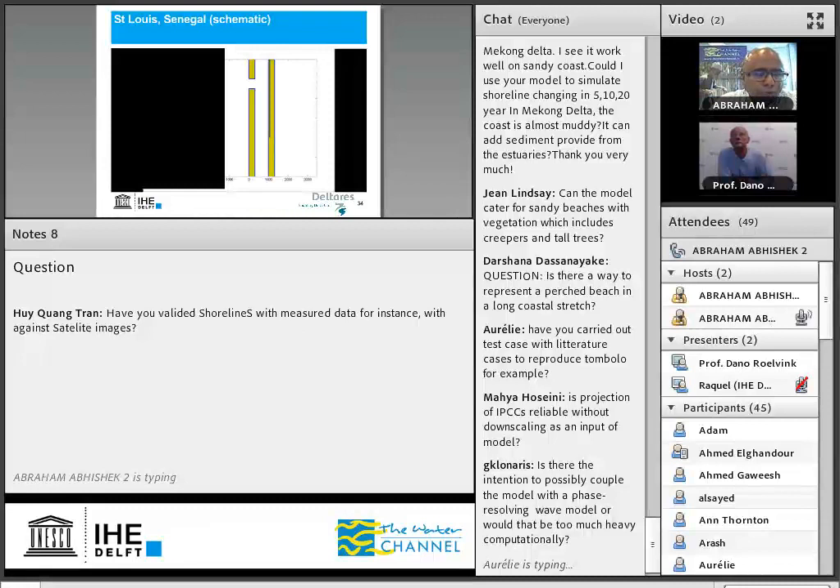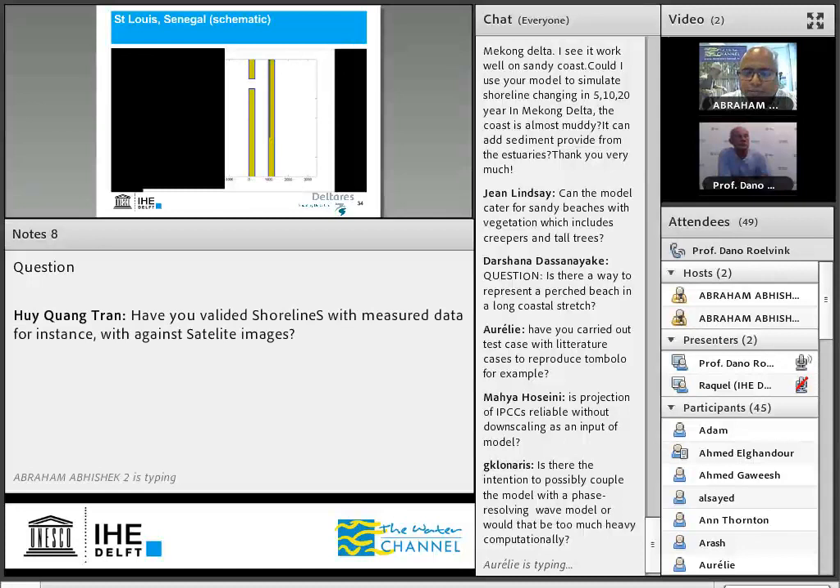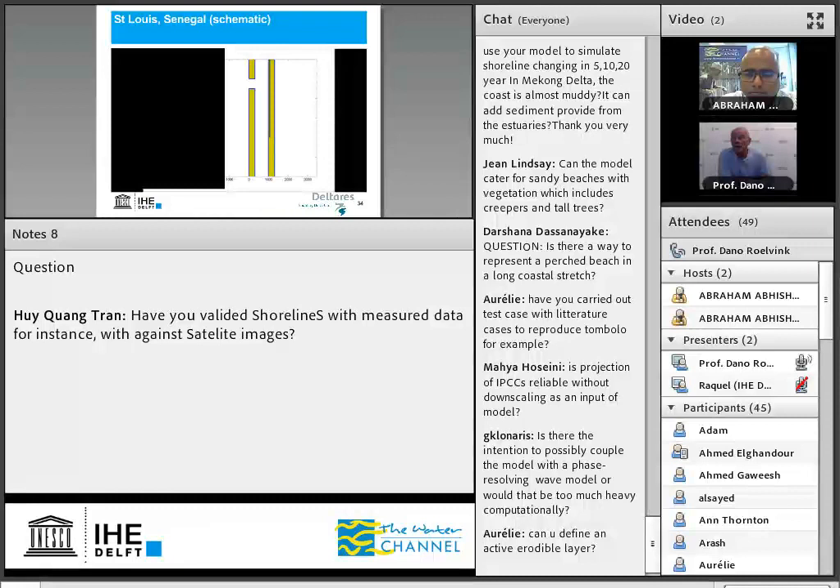Have you validated shorelines with measured data, for instance against satellite images? Yes. Well, the San Luis case we looked at was done against satellite images. That is certainly possible, and what I would like to go to is that we can actually use a lot of coastline data from Google Earth, and then use that to automatically set up a model section and do an automatic calibration even, and then use it to predict the future. We haven't made that operational yet, but the satellite data, as it is coming in now, for instance through the Google Earth Engine or the shoreline monitor of Deltares, is very useful data to set up and to calibrate a model.